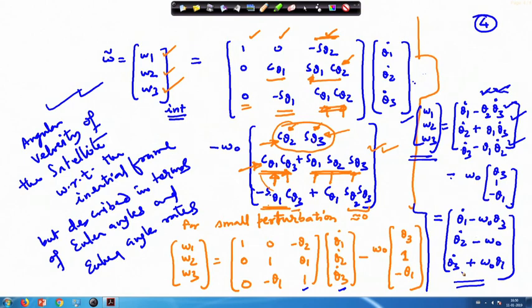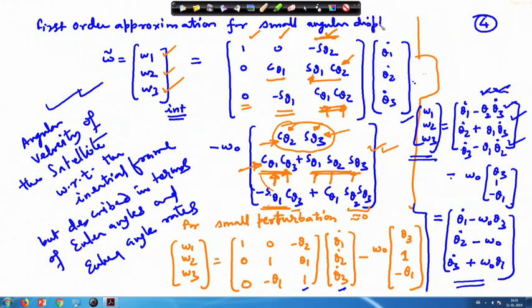And so, by doing so, we have done the first order approximation for small angular displacement and small angular rates. Okay. So this way we have got omega 1, omega 2, omega 3.